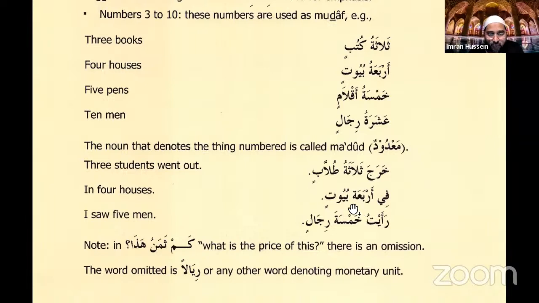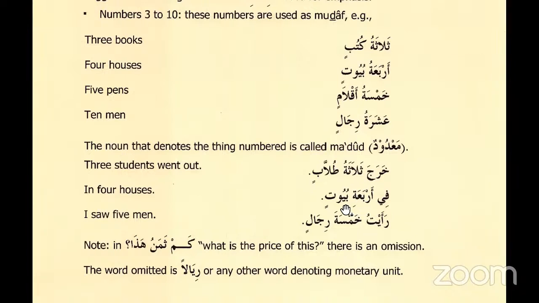Now over here, in 4 houses, fi arba'ati buyutin. Now fi is coming before the word 4. Now it's changing it from a dhamma to a kasra, and buyutin is mudaf ilayh. Is that clear?